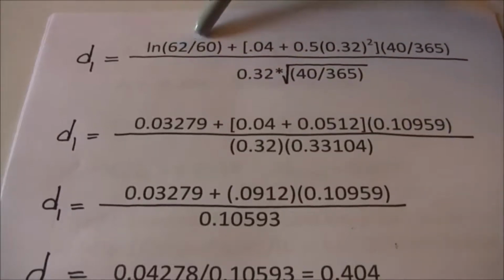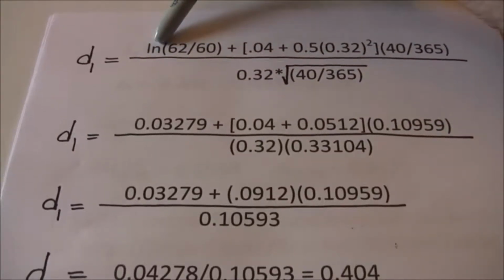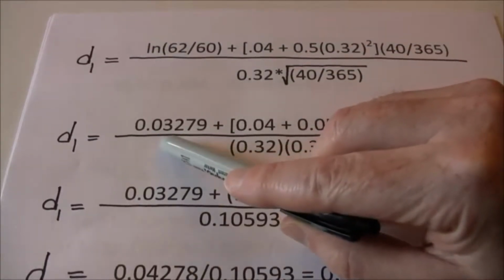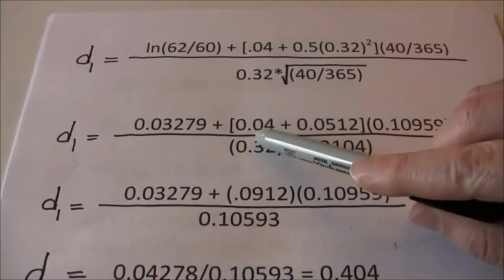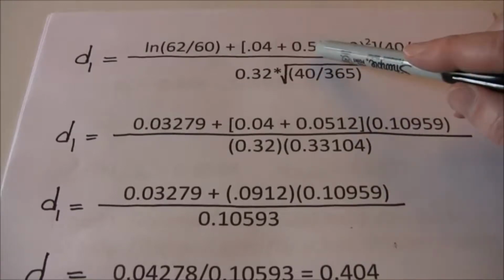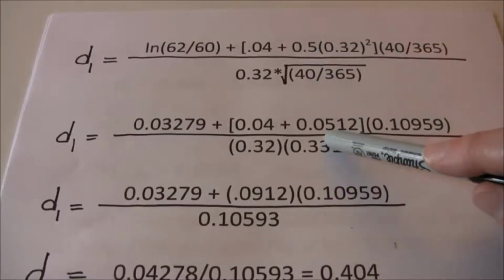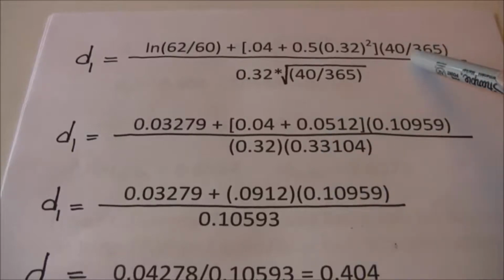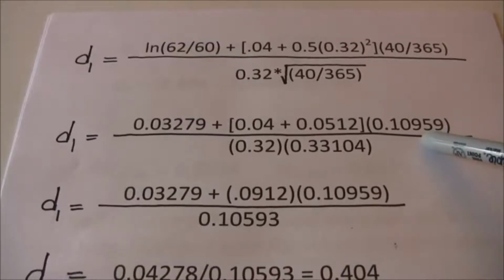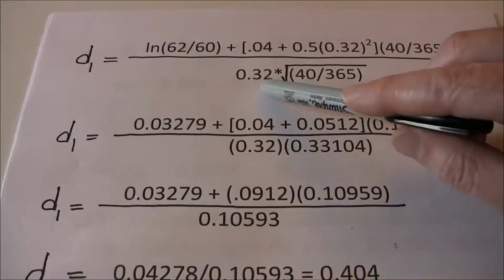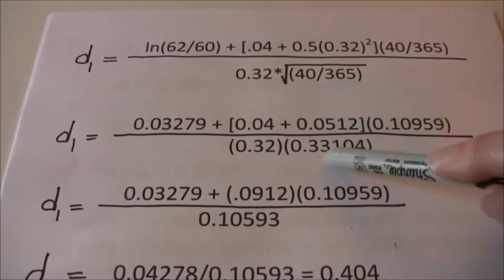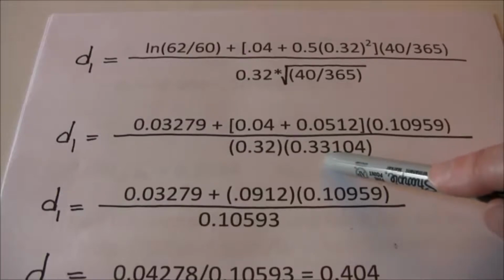Take 62 divided by 60, press the natural log button on your calculator, and you'll come up with 0.03279. Then 0.04, just carry down. 0.32 squared times 0.5 gives us 0.0512. And 40 divided by 365 is going to give us 0.10959. Now 0.32, 40 divided by 365, take the square root, gives us 0.33104.